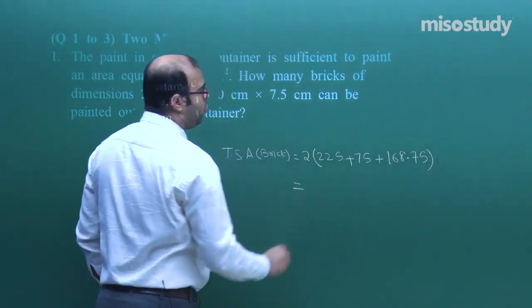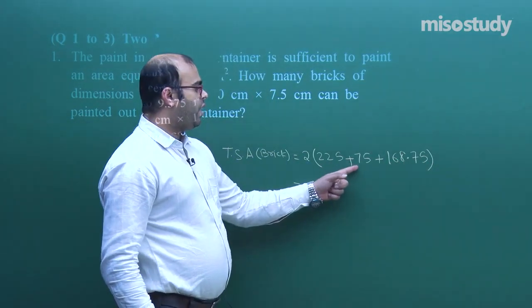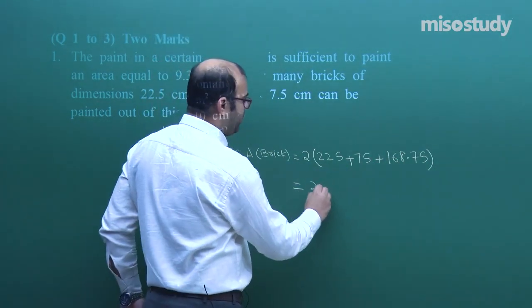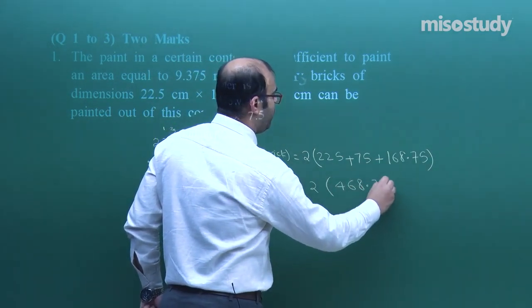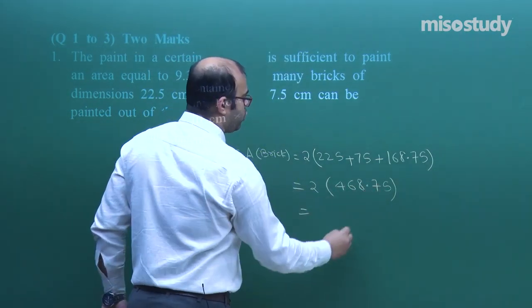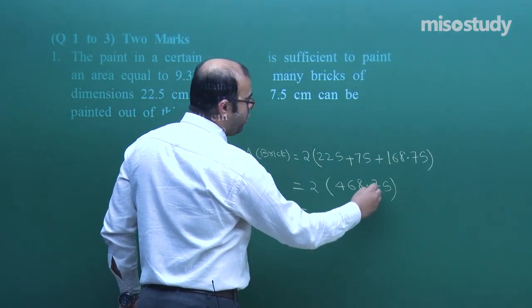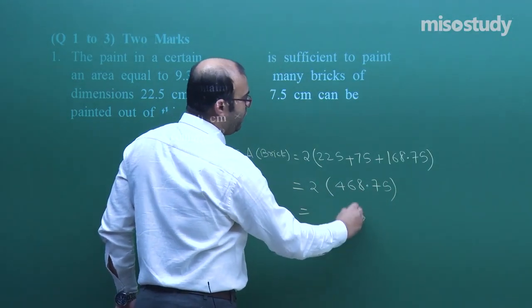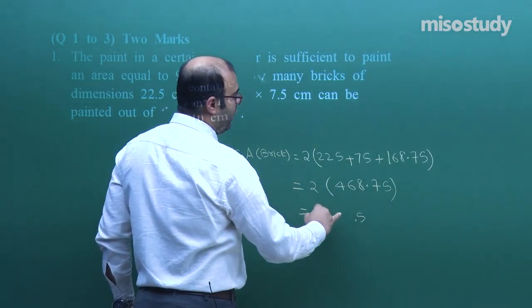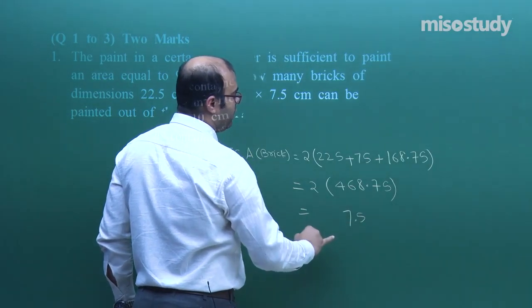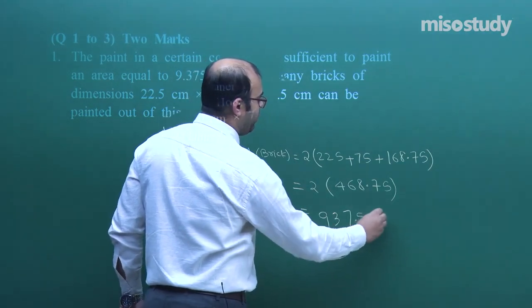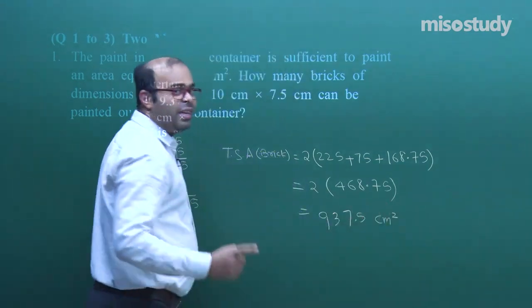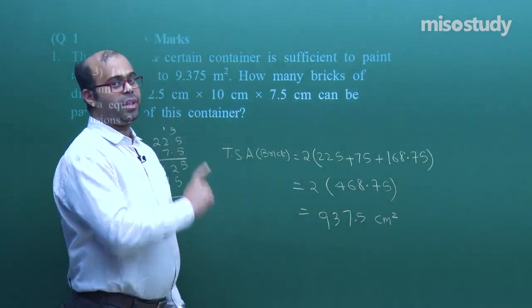Now, if we add them, 225 plus 75 is 300 and 300 plus this value, that is 468.75, twice it. So, you will get 937.5 centimeter square, which is the total surface area of a brick.